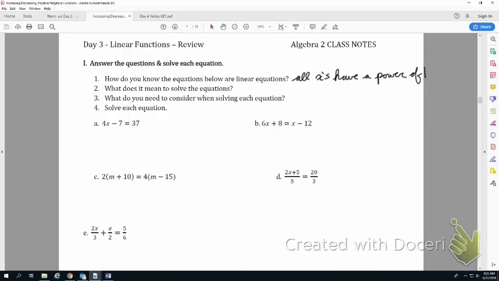What does it mean to solve the equations? Or what am I actually doing when I solve the equations? Solving for x. Okay, I'm solving for x, and that's right, but we're just going to word it a little bit differently. I'm finding the value of x, or whatever variable may be in there, which 90% of the time we're going to be talking about x. Finding the value of x.